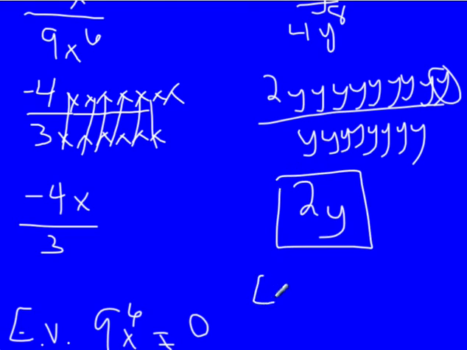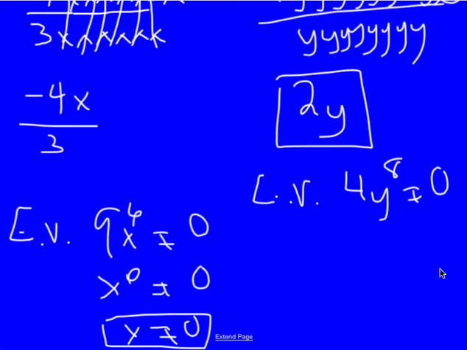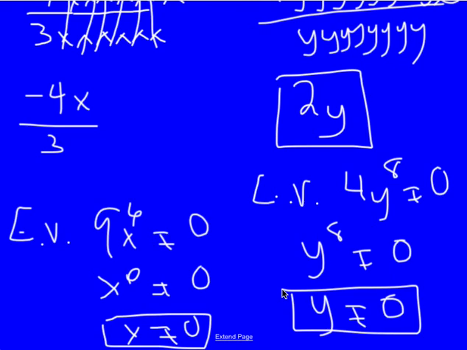Then, for my excluded value, I need to see when 4y to the 8th is going to be equal to 0 and throw that one out. Well, 4 is never going to be equal to 0, so we need to figure out when y to the 8th is going to be equal to 0. And that's only when y is equal to 0. So that's our excluded value.